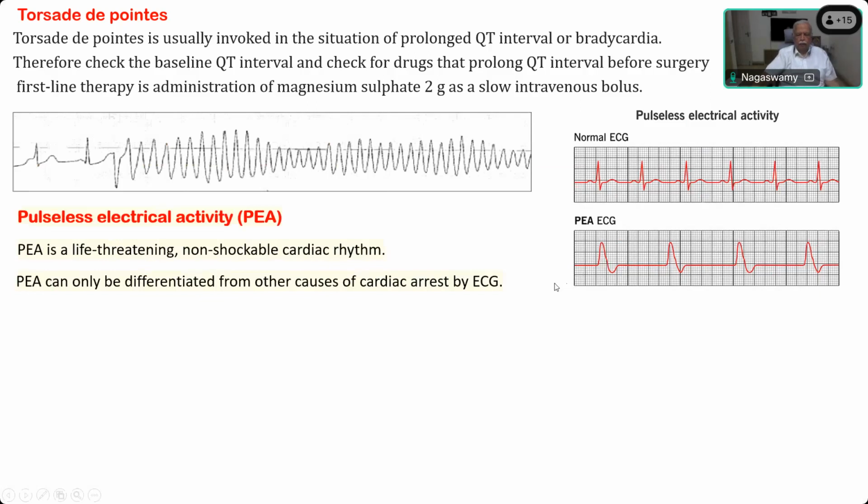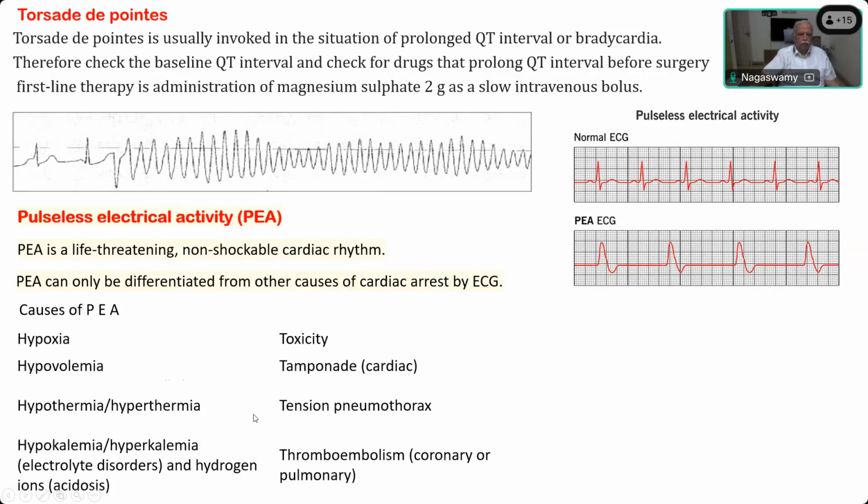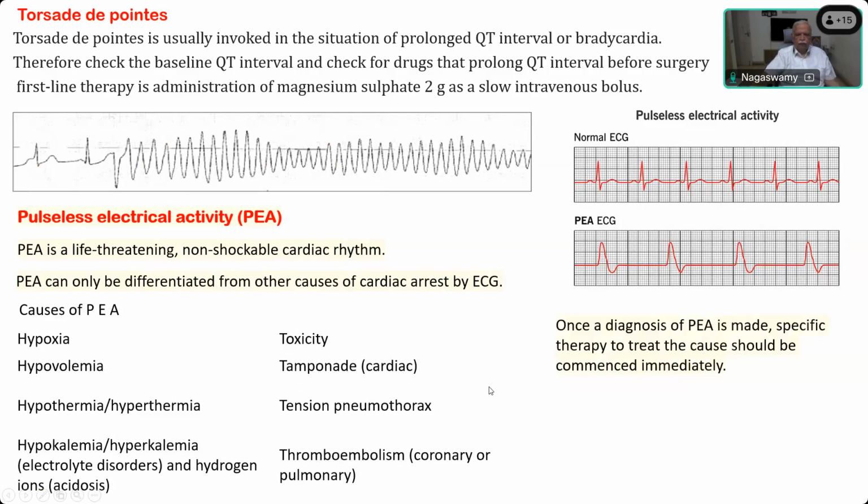I mean, palpate the pulse. So the causes can be the 4H and 4T. These are all the common causes: hypoxia, hypovolemia, hypothermia, hypokalemia, and toxicity, tamponade, tension pneumothorax. So once you make a diagnosis of PEA, give a specific treatment for the particular condition, and the first drug is adrenaline 1 milligram every 3 to 5 minutes along with CPR.